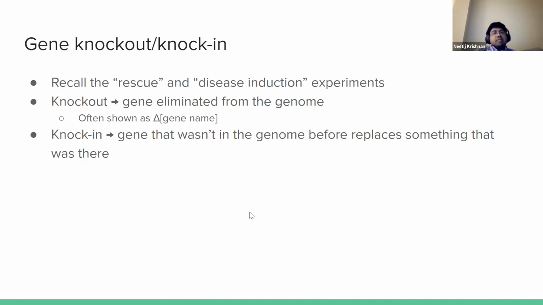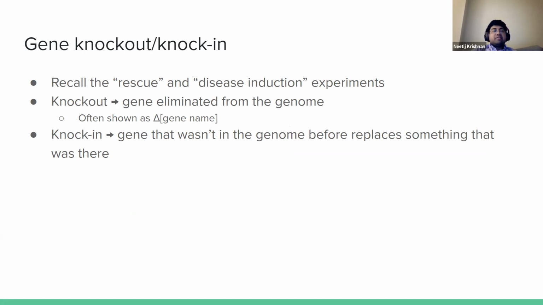Okay, another principle is gene knockout and knock-in. If you recall the rescue and disease induction experiment, we can either knock out a gene or knock in a gene. Knocking out a gene means you eliminate that gene from the genome, or at least mess it up enough that it's not transcribed properly.